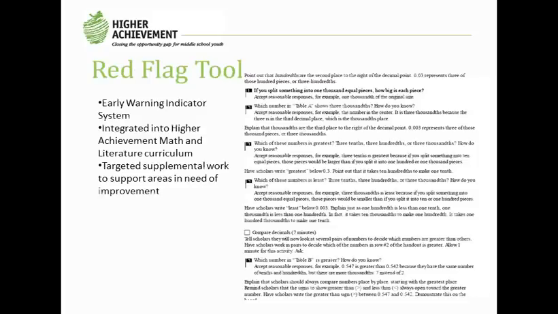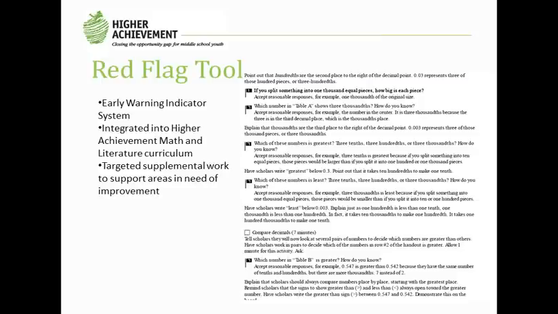Along that line, we have our red flag tool, which is Higher Achievement's early warning indicator system, and it's integrated into all of the Higher Achievement math and literature curriculum, so you'll see it in your math lessons. You see an example of it right there on the right-hand side. In the curriculum, you'll see these little flags that I'm pointing to right now. On this page, in this lesson, there's one numbered 1 and one numbered 7. They relate to specific Common Core skills that our tool links to, and links to specific supplemental work for scholars.